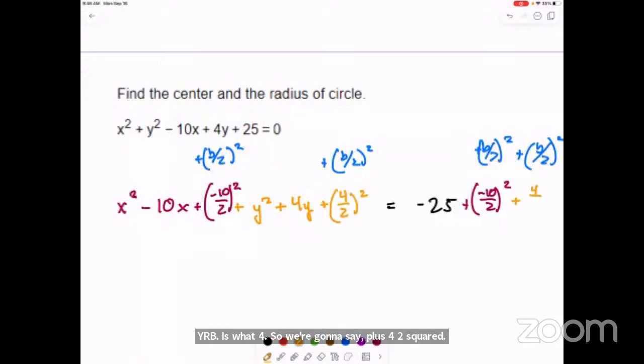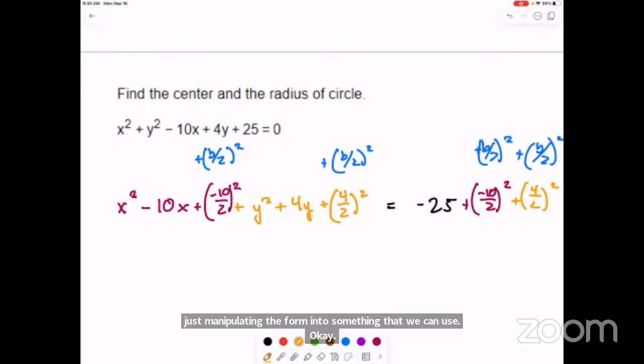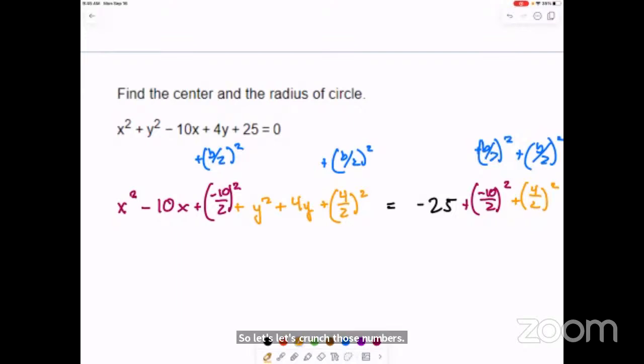The main takeaway: whatever we're doing on the left, we're also doing on the right. So we're maintaining balance. We're not changing the final answer. We're just manipulating the form into something that we can use. So let's crunch those numbers. The x squared just comes down.